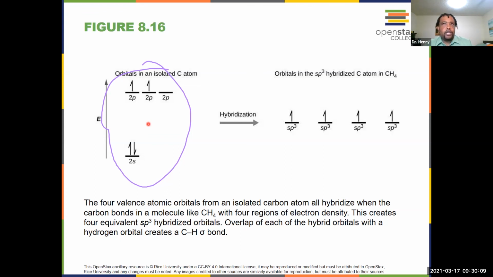So it's that hybrid that's forming. That's the same thing that's happening here. You're forming a hybrid between those p orbitals and the s orbital to try to get a more efficient orbital.